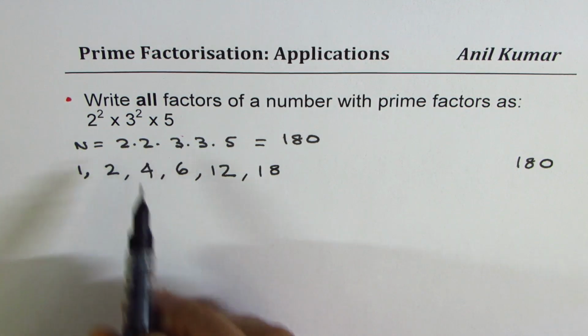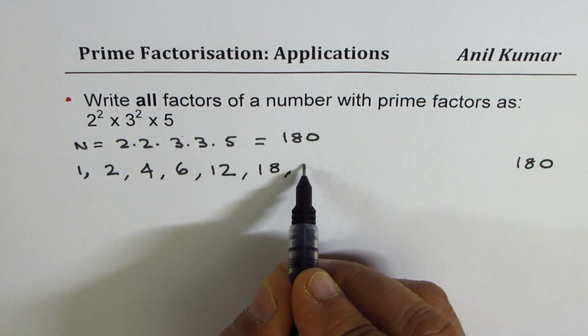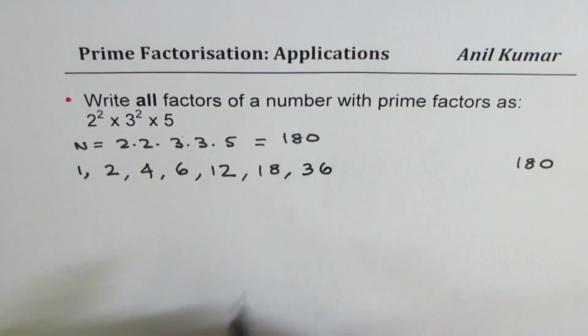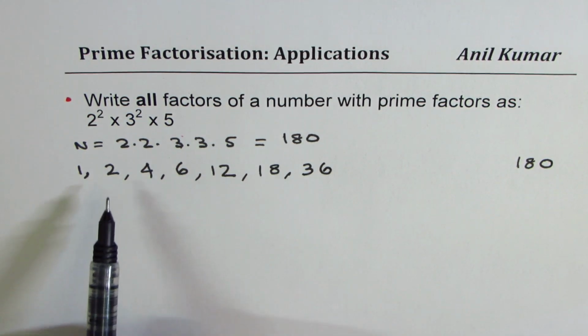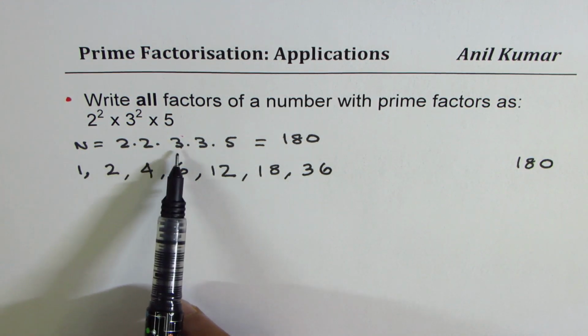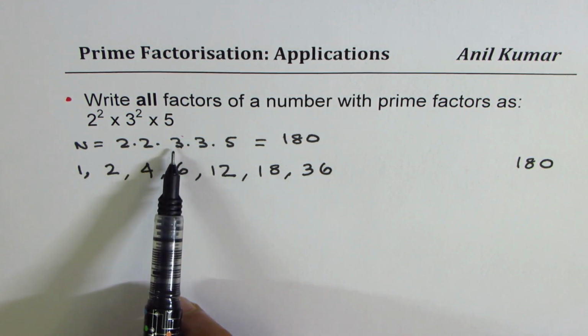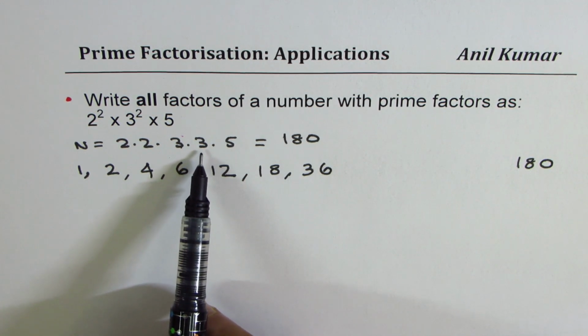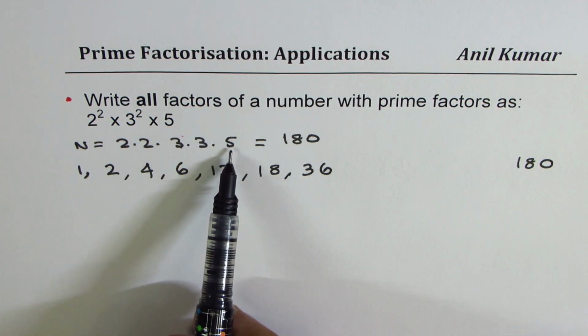Now twice that will give us 36. Right. So what we have done here is that we had an option of choosing 2s. We chose 1 or we could choose 2. Similarly for 3, we chose 1, or we could choose both of them. And now we'll do with 5.